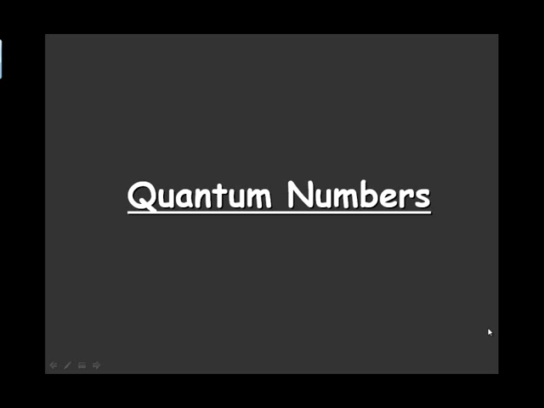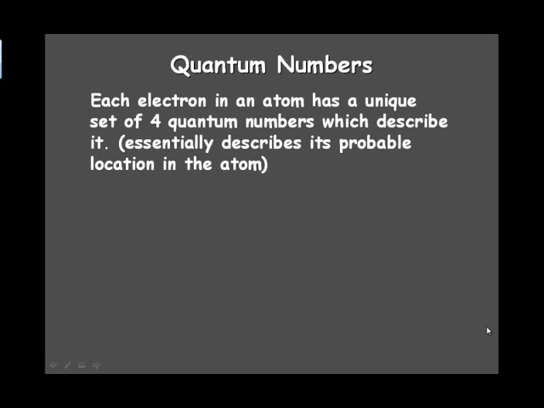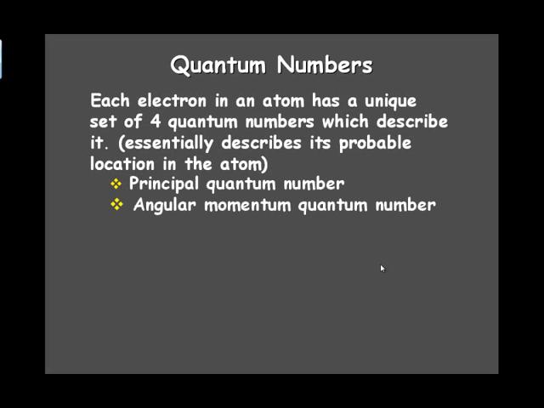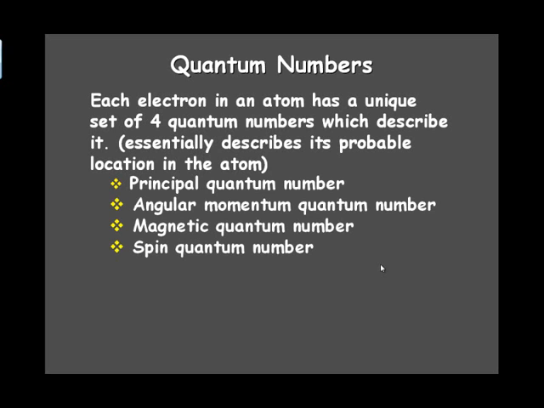This podcast is on quantum numbers. Each electron in an atom has a unique set of 4 quantum numbers which describe its probable location in the atom. Those 4 quantum numbers are the principal quantum number, which is called the energy level quantum number, the angular momentum quantum number, which is often called the sublevel number, the magnetic quantum number, which is also called the orbital quantum number, and then finally the spin quantum number.